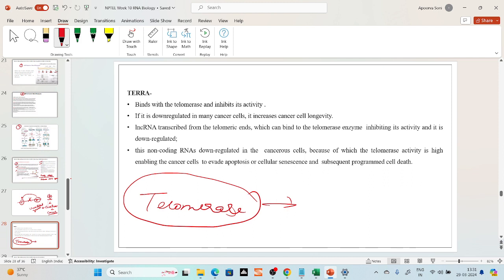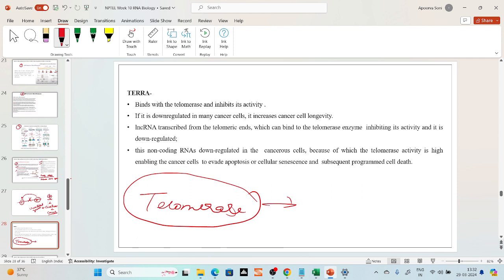If TERA is down-regulated, then what happens? Telomerase activity is very high, enabling the cancer to evade apoptosis and subsequent programmed cell death, and it will keep on growing and multiplying. Okay, so this is also very interesting.